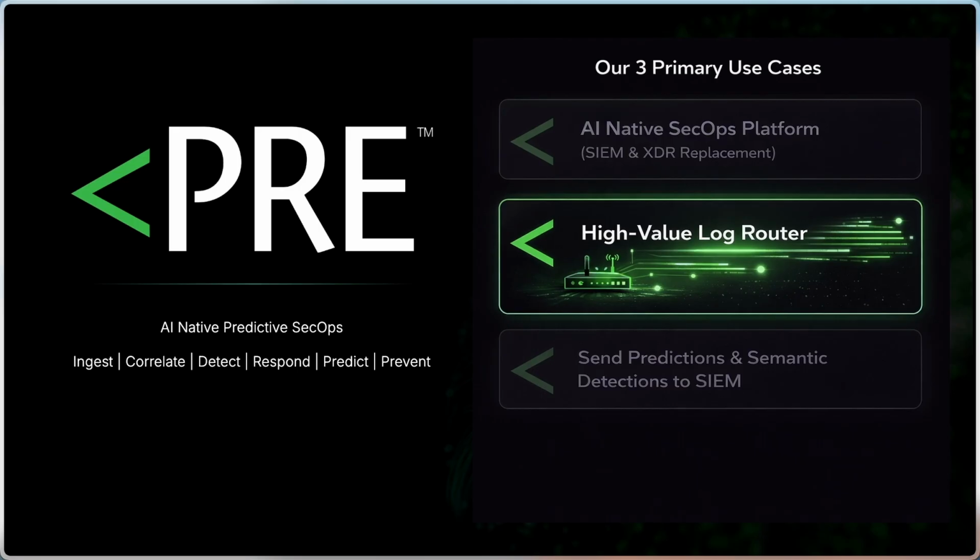Before we jump into the demo, here's a quick recap. Most security logs are sent straight to the SIEM as raw, vendor-formatted data. They're noisy, difficult to parse, and expensive to store. Pre, as a high-volume log router, can sit in front of your SIEM to intelligently filter, dedupe, enrich, and classify logs. This approach dramatically reduces noise and cost while improving signal quality in the SIEM.